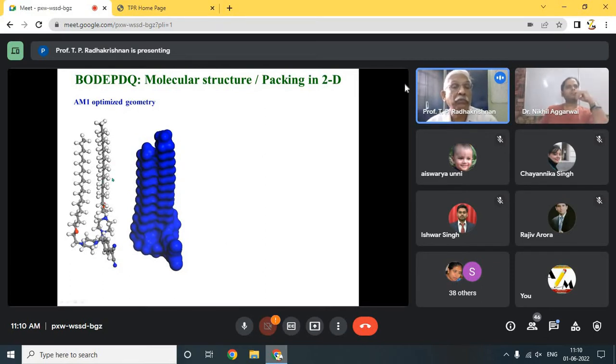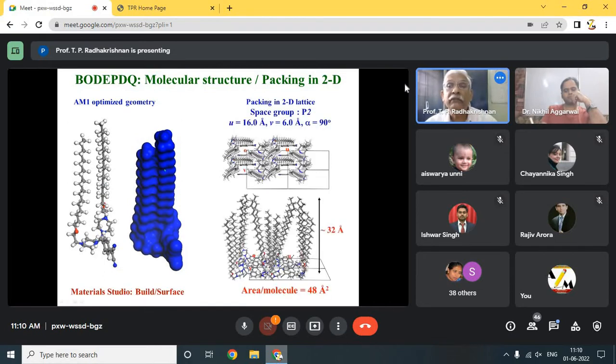We started doing some simple molecular mechanics methods to optimize the geometry, to get a rough idea about the molecular structure with these long chains and so on. And then we assemble them in a computer using this so-called Material Studio program. You can assemble them into monolayers.